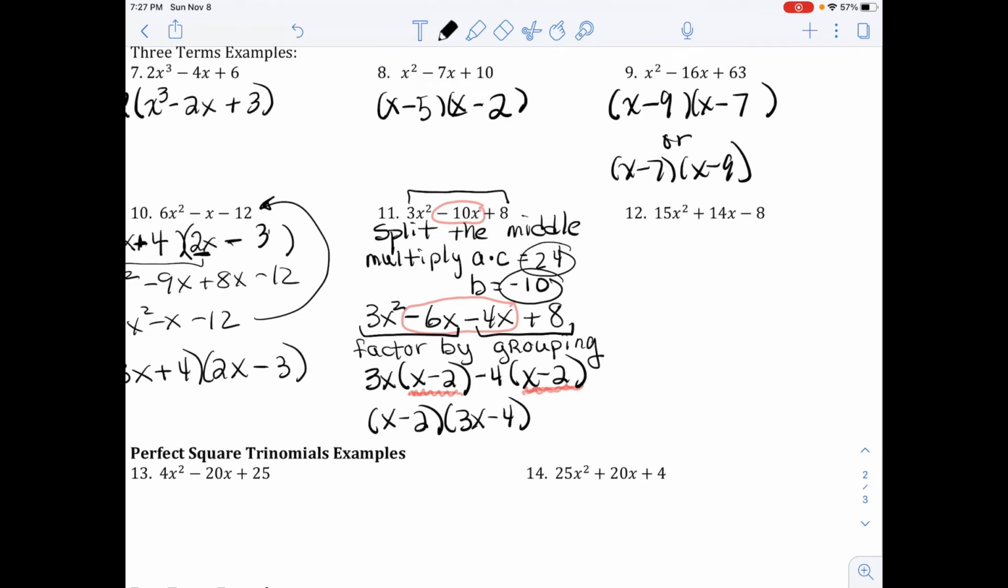That process is called split the middle. It's a pattern. Once you learn it, you'll be fine. If you want to use that, you can also just always do guess and check. All right, let me try number 12.